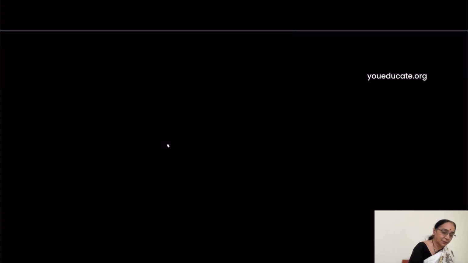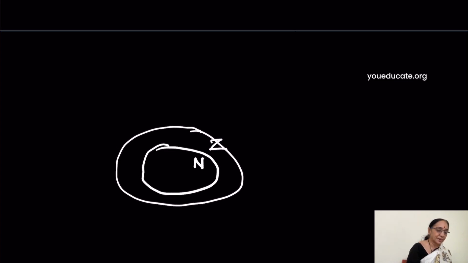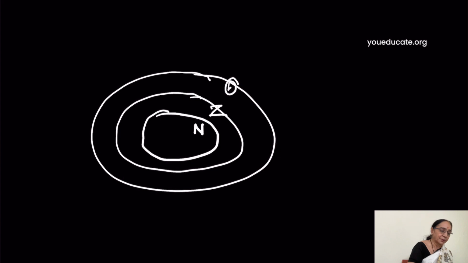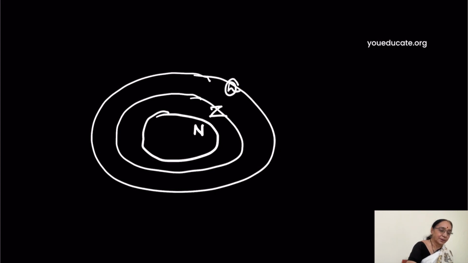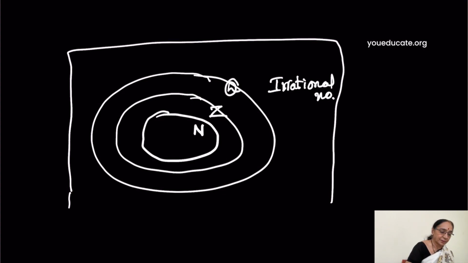So now let us give a visual representation of all these sets of numbers. We started with the smallest set, which is the set of natural numbers. Then we expanded this set to the integers, and that expanded further to rational numbers. Then we have the irrational numbers here outside these three circles, and I'm going to put a box around all these.